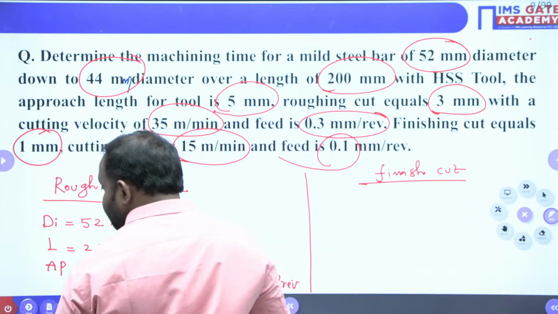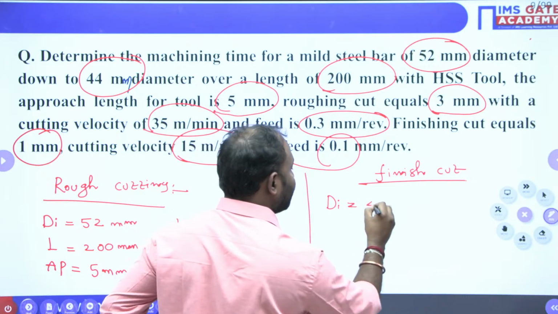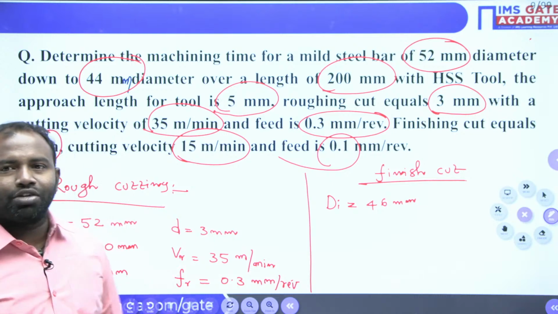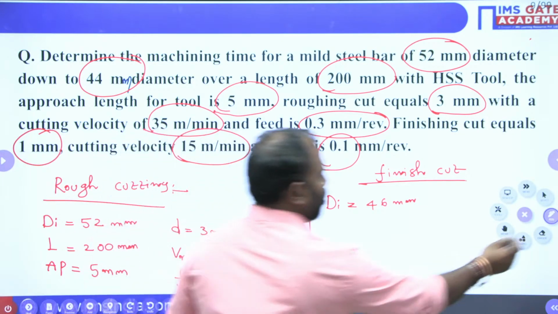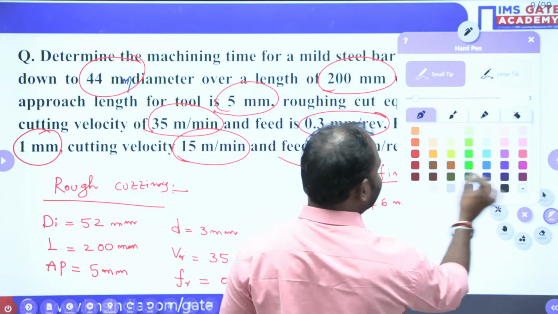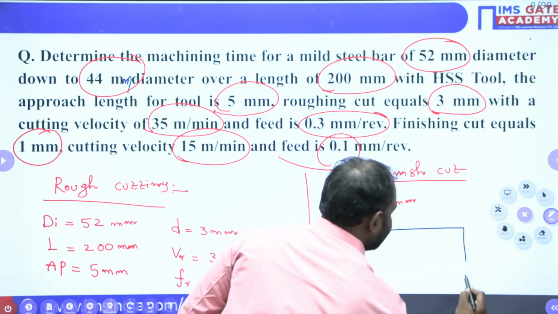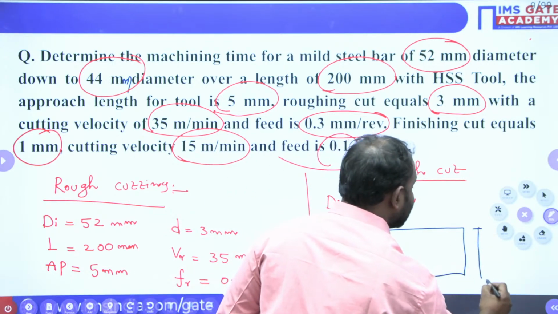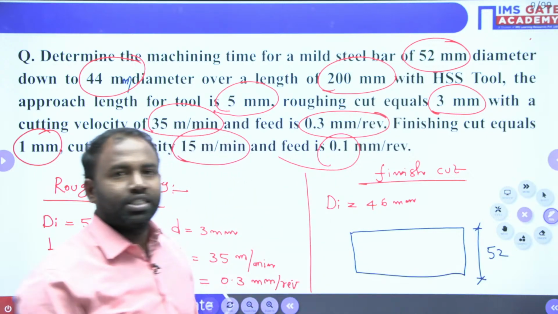Now for the finish cut, D initial is equal to 46 mm. You may doubt how it became 46, so I'll explain with a small diagram. See guys, the initial diameter of the workpiece is 52 mm.